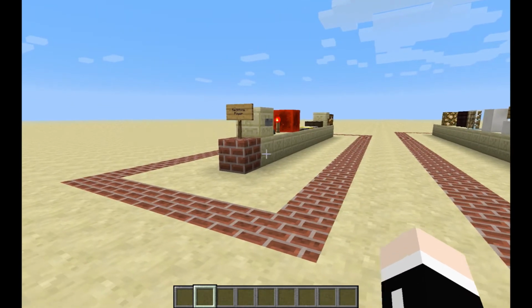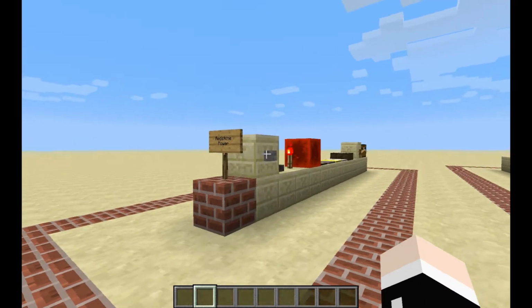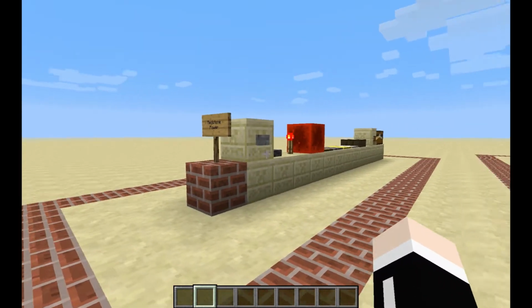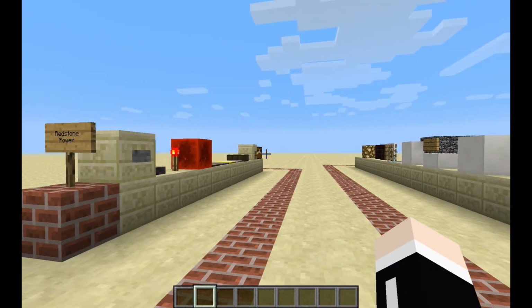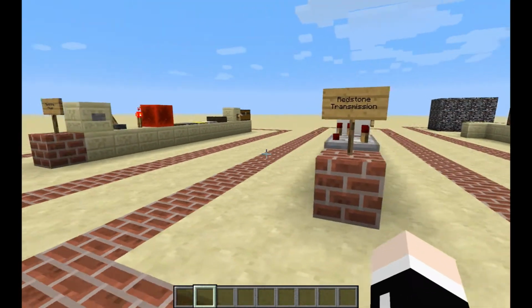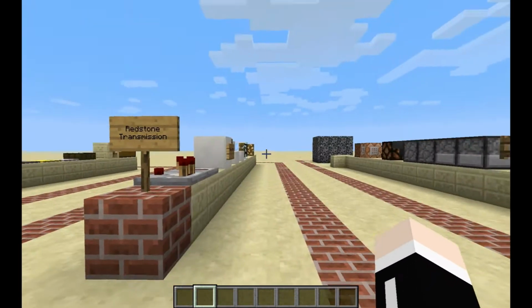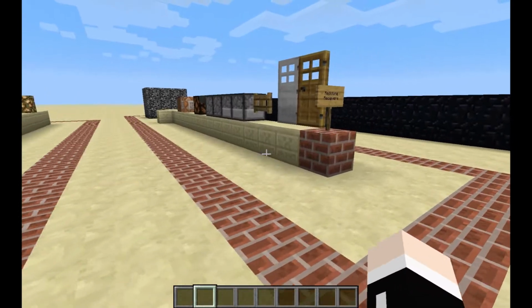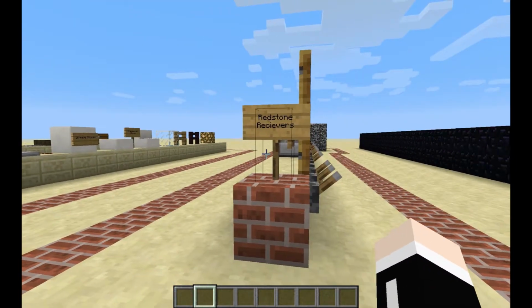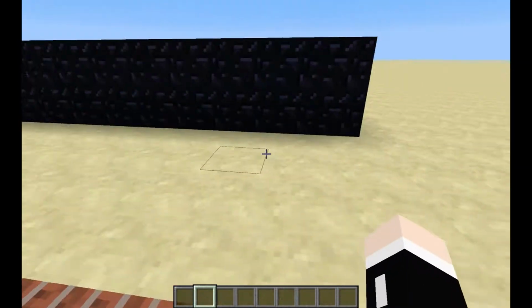So, to give you a quick review of what we did last time, we went over Redstone Power, which is the different blocks, the different items which can power a redstone signal. We went over Redstone Transmission, and then redstone receivers like doors.